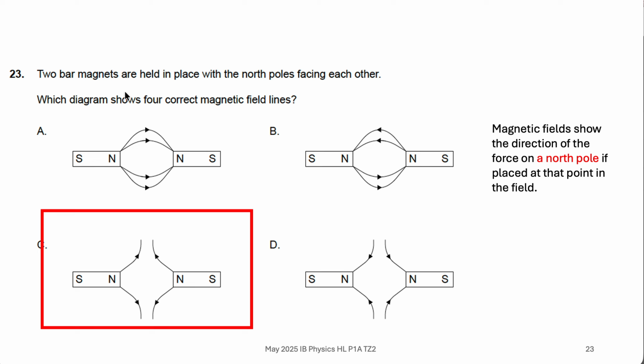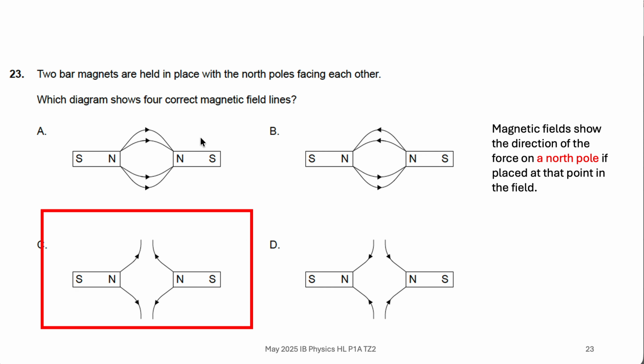Now, why is the answer C? Let's go through the other answers and explain why they're wrong. We take the example of this one here. If I were to put a north pole at the top location here, for example, it would be repelled by both of the poles. The left-hand pole would push it right, the right-hand pole would push it left, so we would have no arrow to the right or to the left.